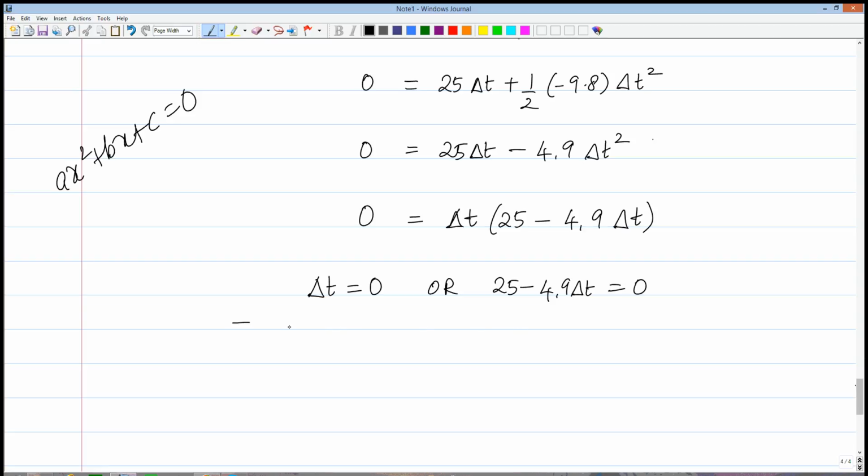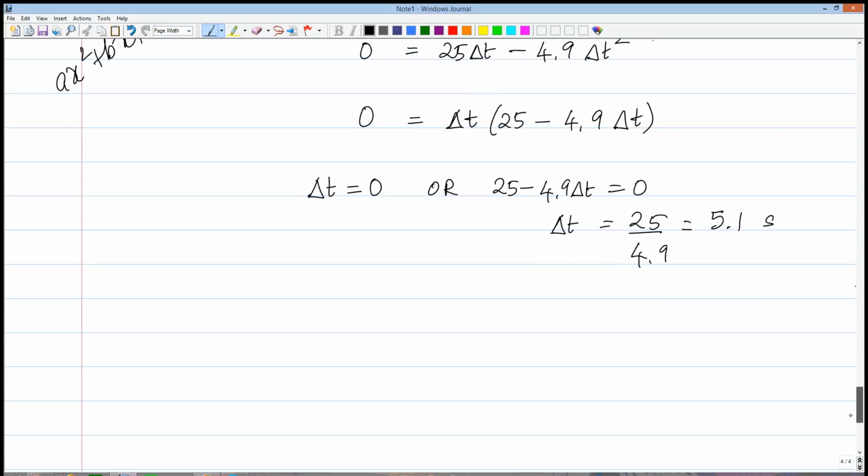The first one of course implies delta t is 0, and the second one says that delta t is 25 over 4.9, which happens to be 5.1 seconds. So the answer that we'll choose is going to be 5.1 seconds, because that's when the ball has actually left the hand and it's in the air and it comes back down. That'll be the physically valid answer that we'll choose. All right.